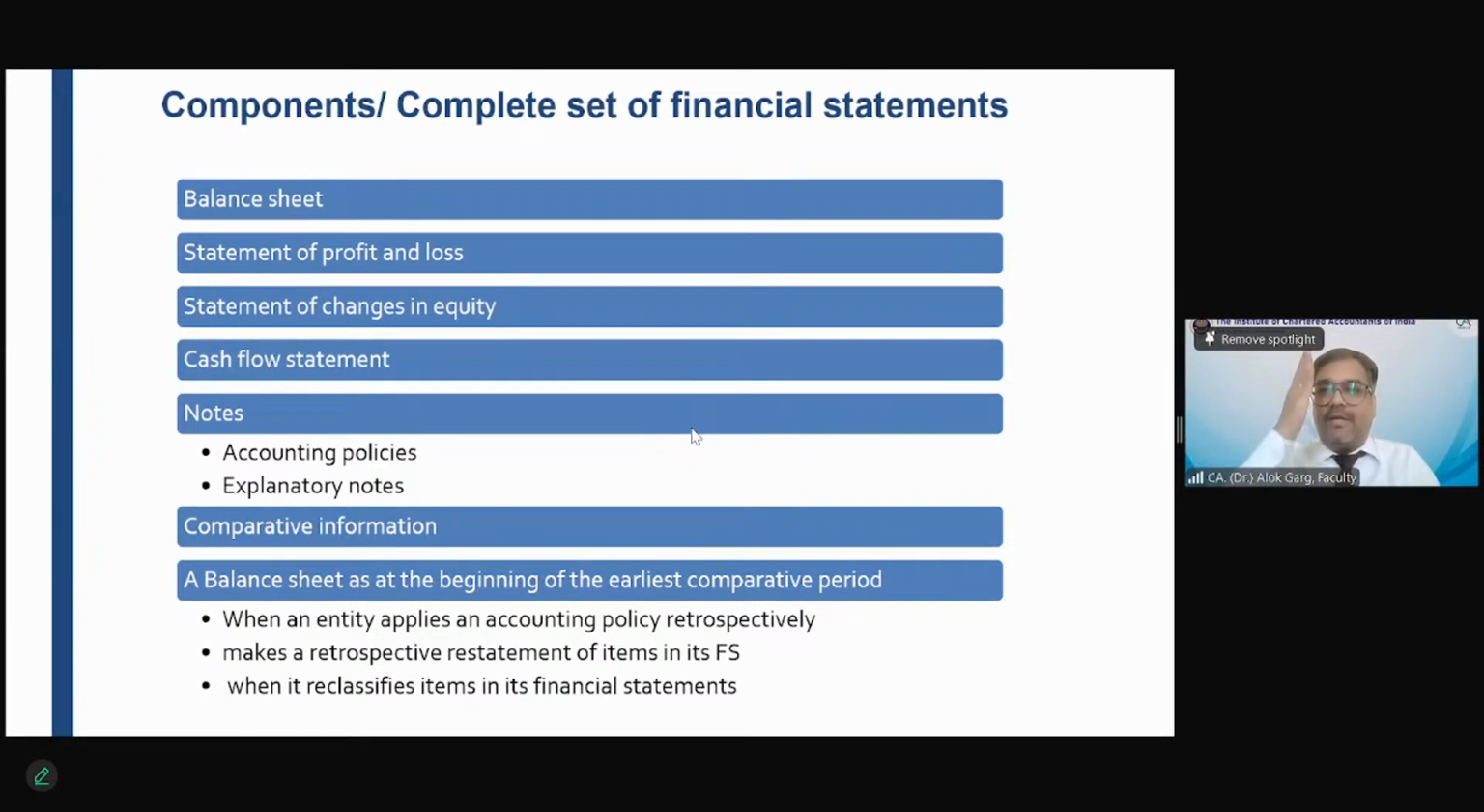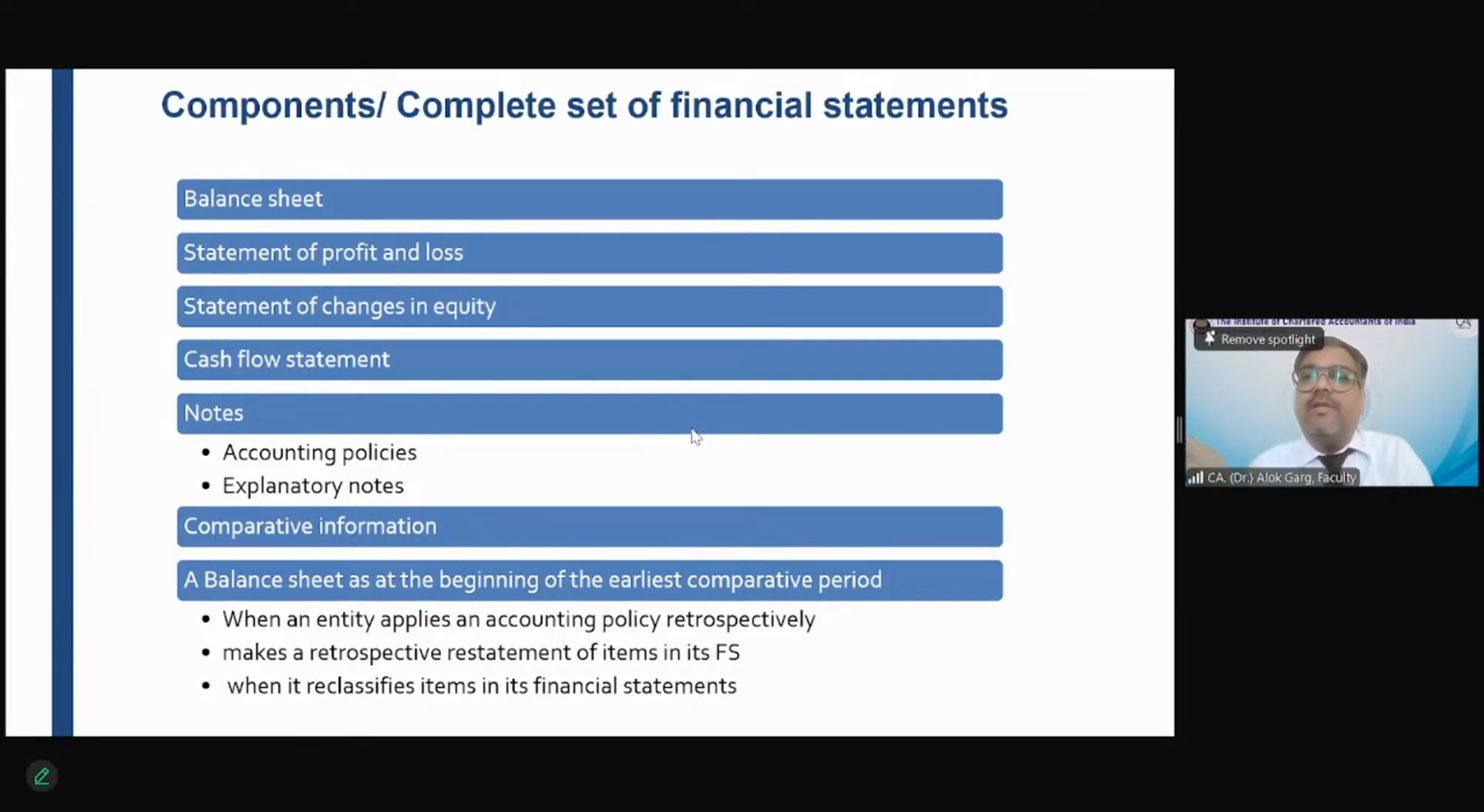And then you need to correct your comparative numbers, and of course, you need to present the right current year number. So this is the concept of third balance sheet. This concept of third balance sheet is required when the entity has corrected the prior period error and the entity has changed the accounting policy.